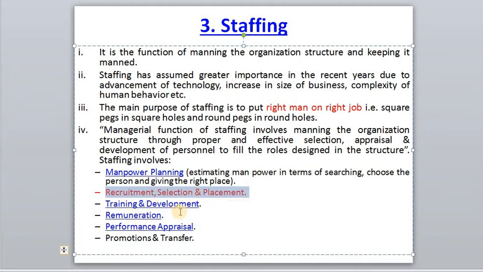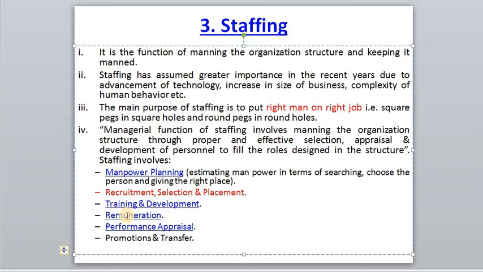Training and development, again related with the project. We have to train because we have to execute the structures. Proper training and development are to be done. Some amount is to be paid. Remuneration is nothing but the amount to be paid, some fixed amount given to the trainee for the work. Performance appraisal is nothing but the progress of the work.